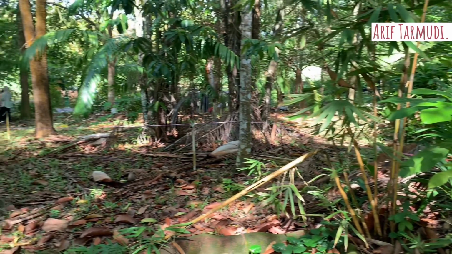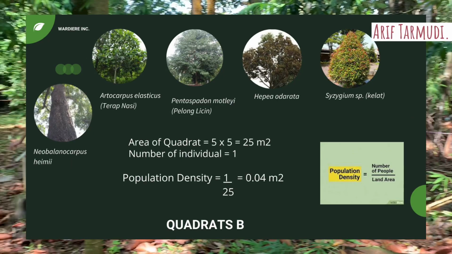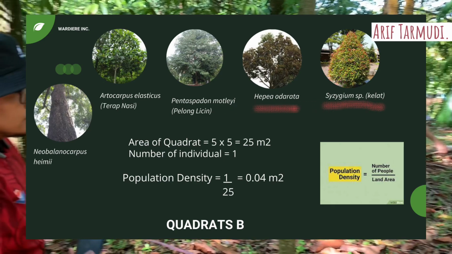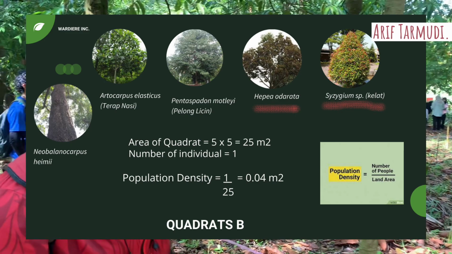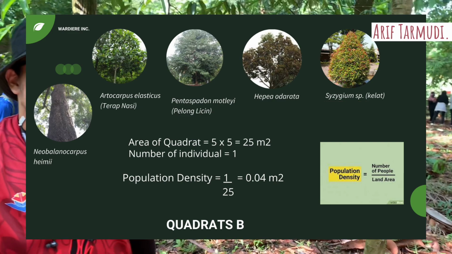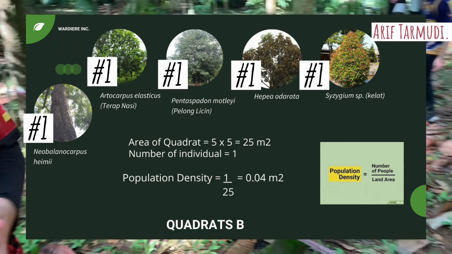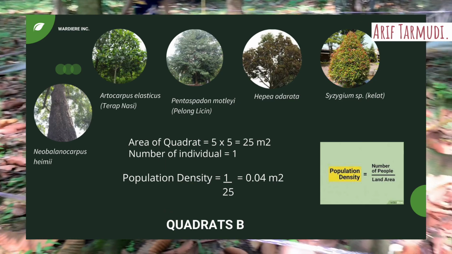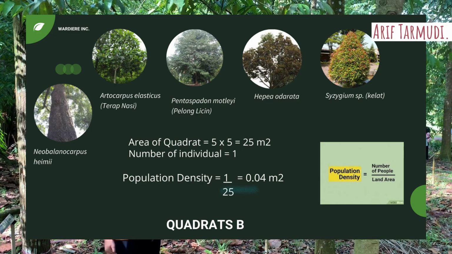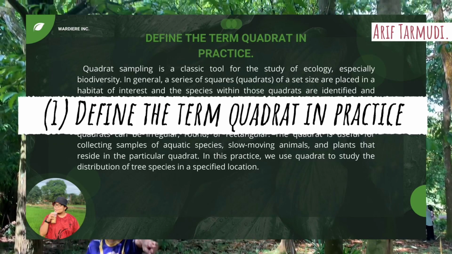Meanwhile, for quadrat B, we have 5 types of species. For example, we have the Syzygium species, which we call Clyde, and Hippia odorata, which we call pokok siput jantan. It is the same as quadrat A, with the total number of individuals being 1 only. So the density is the same as quadrat A, which is 1/25 m square, or we can simplify it to 0.04 m square. For question 1, define the term quadrat in practice.